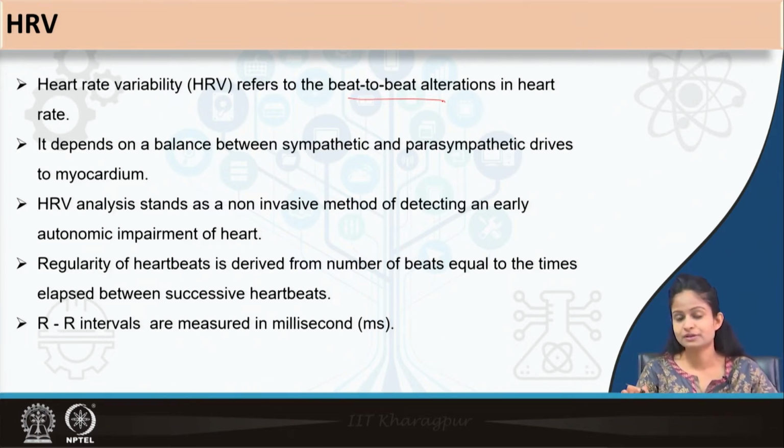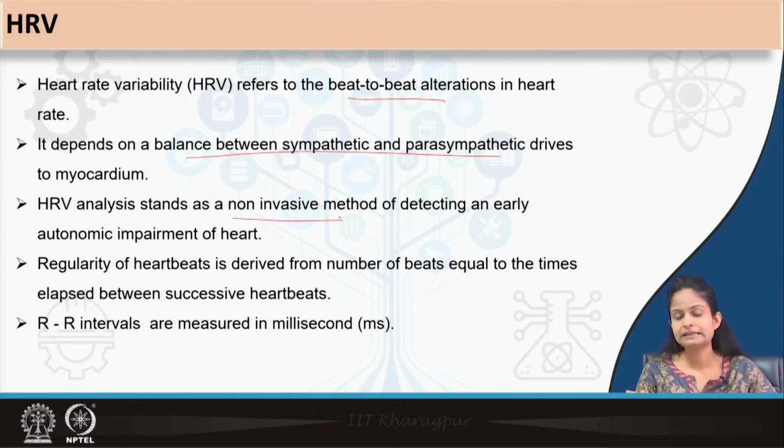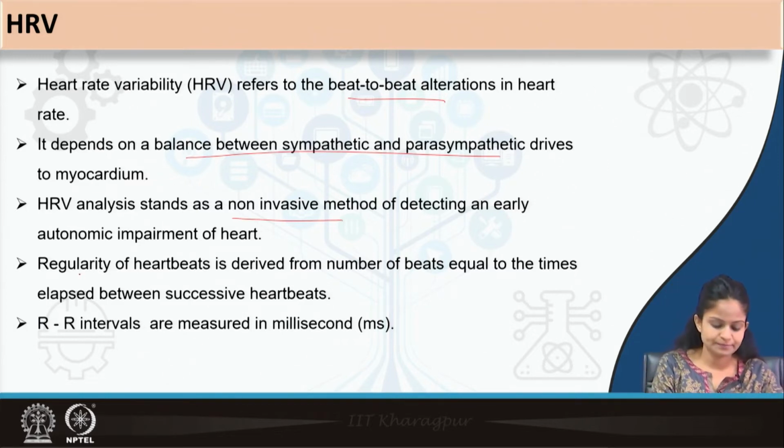These are the two branches of the autonomic nervous system, the sympathetic nervous system and the parasympathetic nervous system, which give your heart rate. The balance between the sympathetic and parasympathetic drives to the myocardium gives rise to heart rate variability. Heart rate variability analysis is a non-invasive method of detecting early autonomic dysfunction in an individual, and it is usually determined with the help of RR intervals. RR intervals reflect the regularity of the heartbeats.